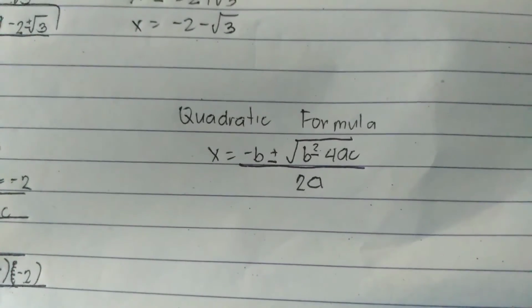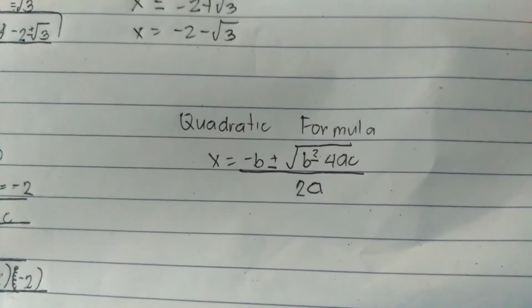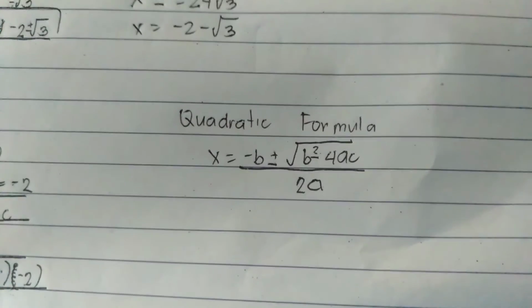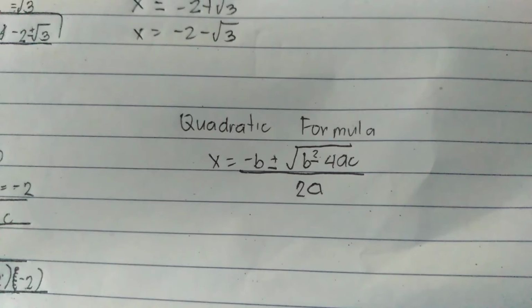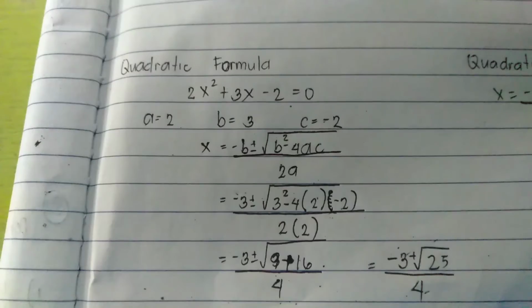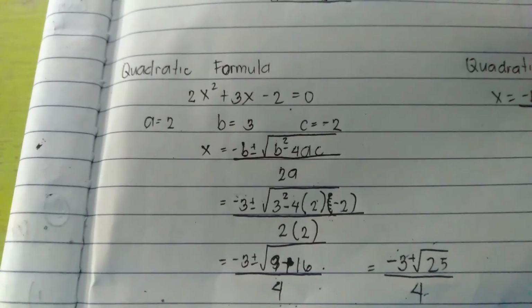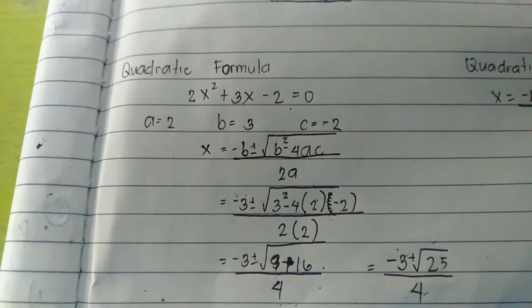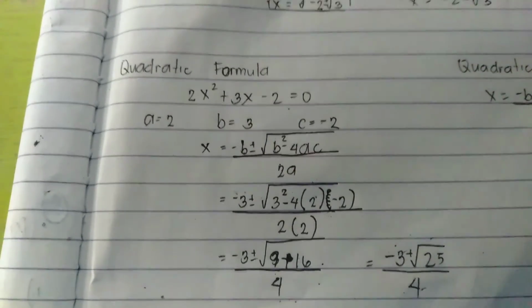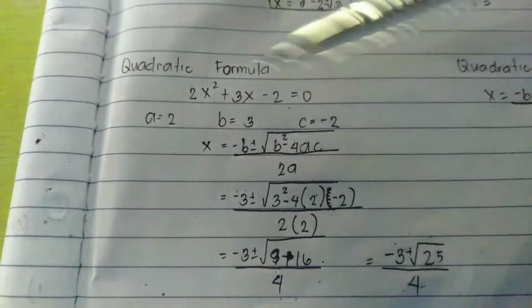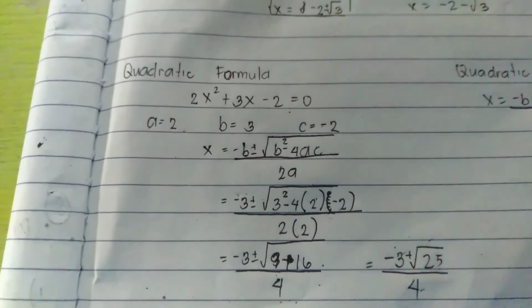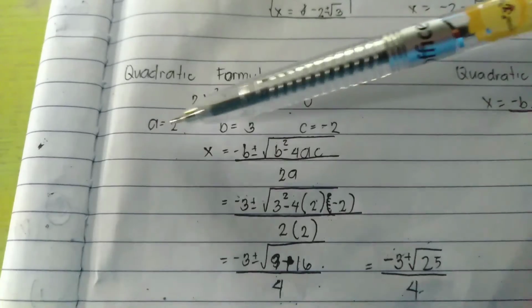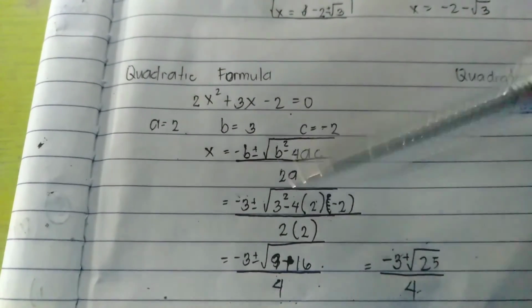To find the value of x using the quadratic formula, x is equal to negative b plus or minus the square root of b squared minus 4ac, over 2a. For example, the given is 2x squared plus 3x minus 2 is equal to 0. Then assign the values of a, b, and c. A is 2, b is 3, and c is negative 2. Then substitute the values into our formula.